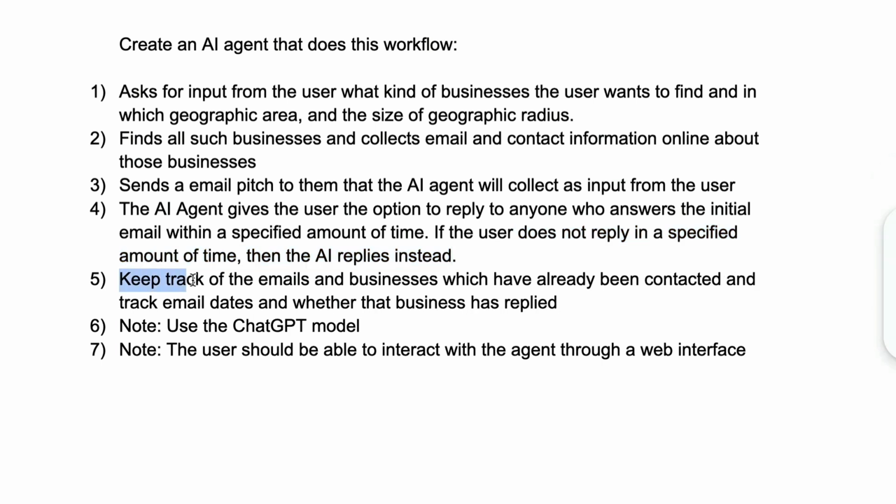Then number 5, keep track of the emails and businesses which have already been contacted, and track email dates and whether the business has replied. This is for the purpose of following up with people who haven't replied. Number 6, note, use the ChatGPT model because it can use a lot of models like Anthropic and others, so that's just something to specify. It's a minor detail. Usually it uses ChatGPT as a default.